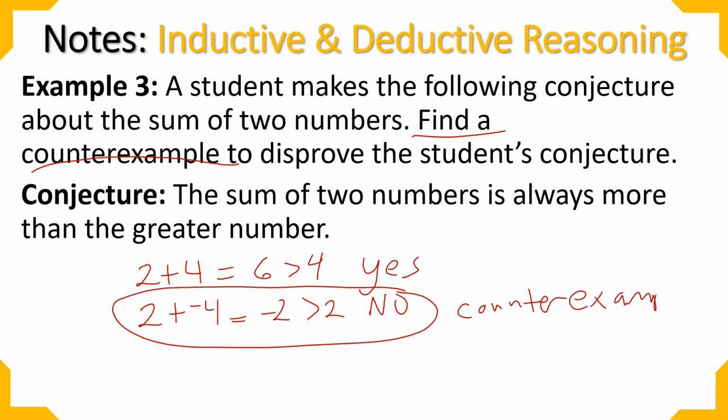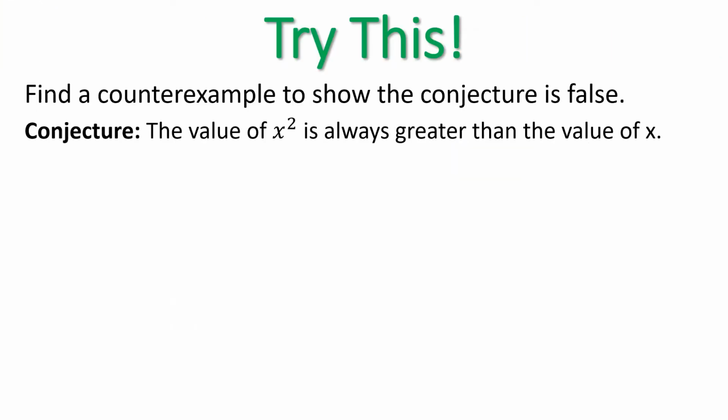Another great counterexample for this particular problem could simply be 0 plus 1. 0 plus 1 is 1, and 1 is not greater than 1. Now it's your turn to try. Find a counterexample to show this conjecture is false. The conjecture: the value of x squared is always greater than the value of x. Pause the video to give it a try. Unpause the video when you're ready to hear the solution.